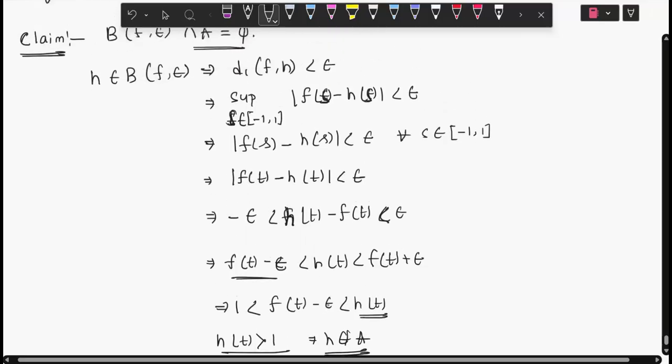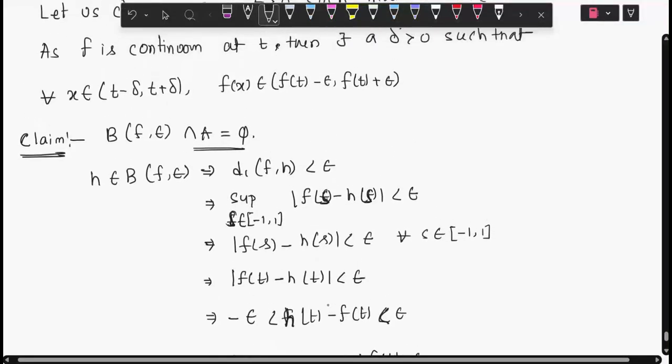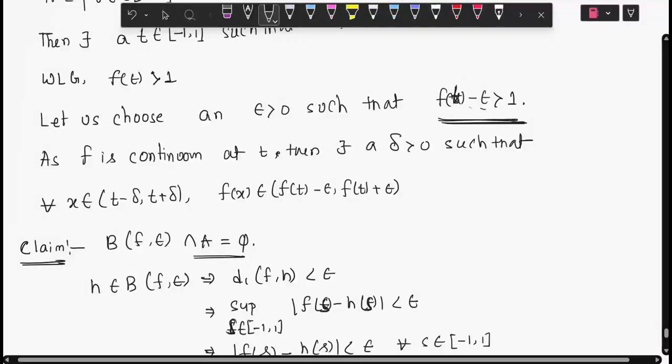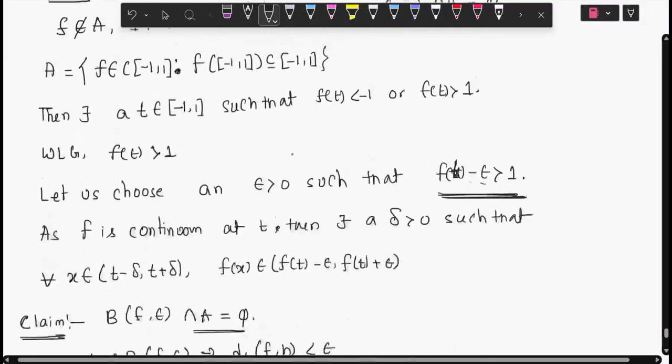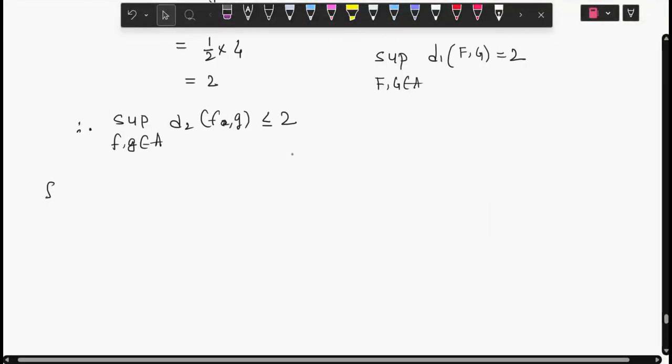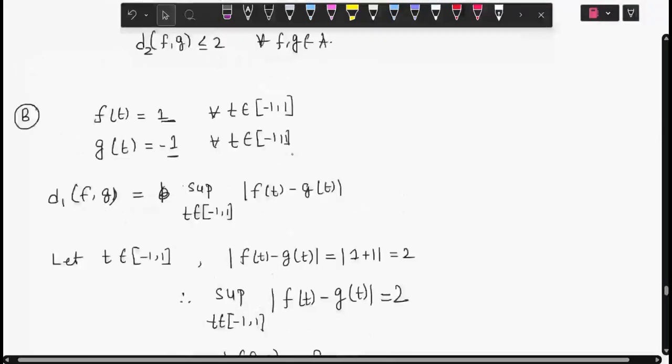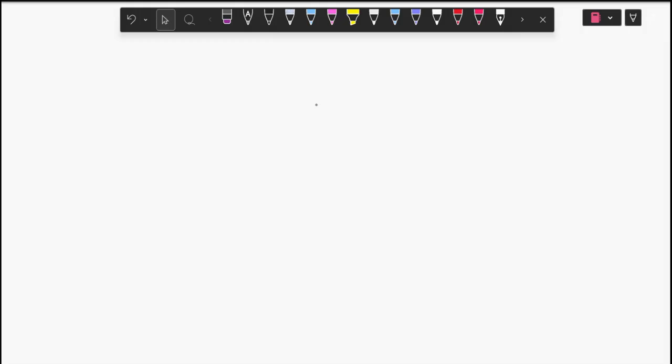So therefore any point lying outside of A is not a limit point of A, hence A is closed. Is the conclusion? A is closed. So we are done with option C, right? Let us discuss option D.